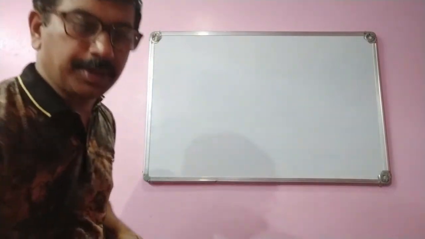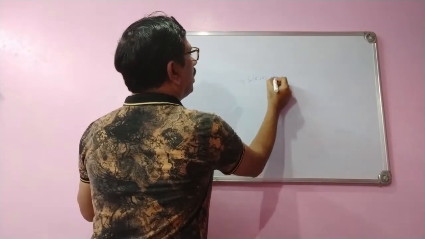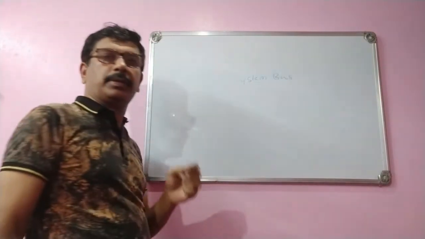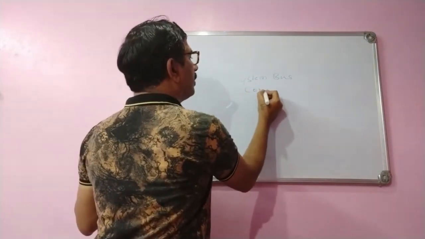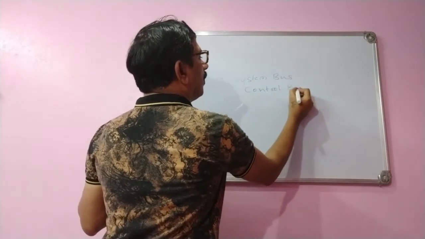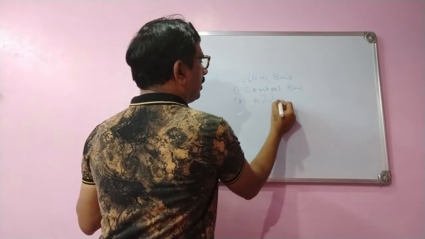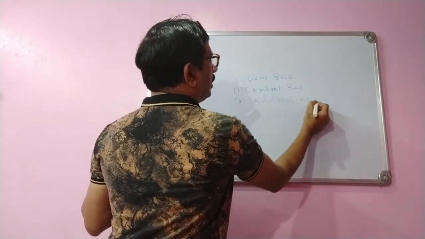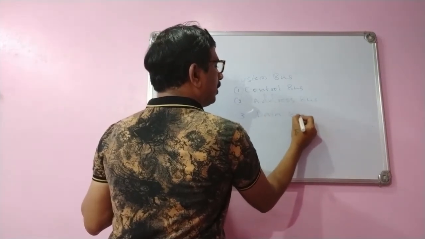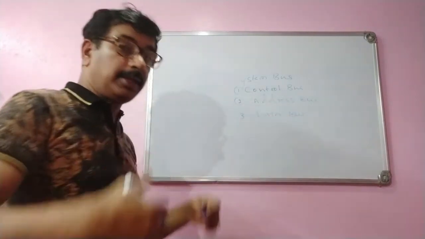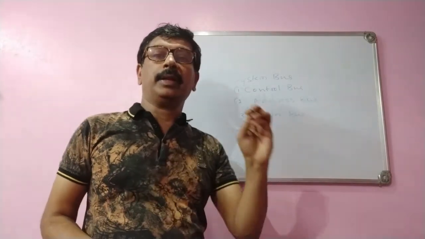The system bus consists of three types. One is called control bus, another one is called address bus, and another one is called data bus. That means in the system bus or internal bus, again there are three types: control bus, address bus, and data bus.